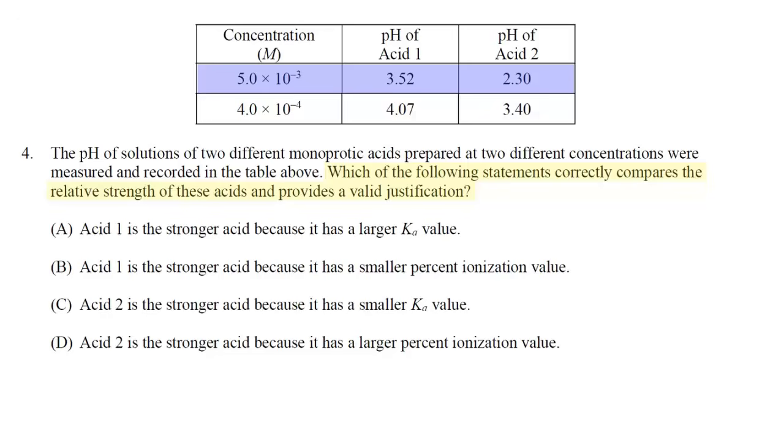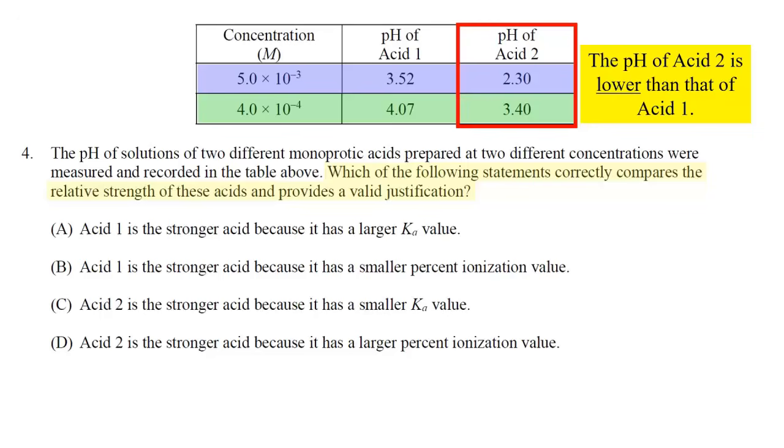And the results indicate that the pH of acid 2 is lower than the pH of acid 1. Now, moving on to the next row of the table, we can see that the concentration of each acid is listed as 4.0 times 10 to the negative 4 moles per liter. And yet again, the pH of acid 2 is lower than the pH of acid 1.